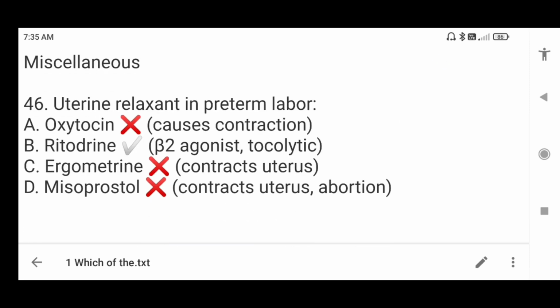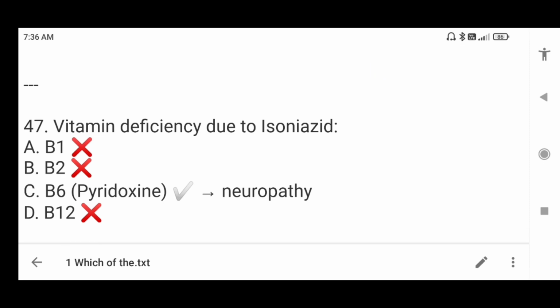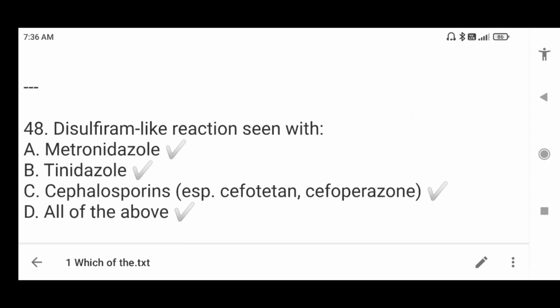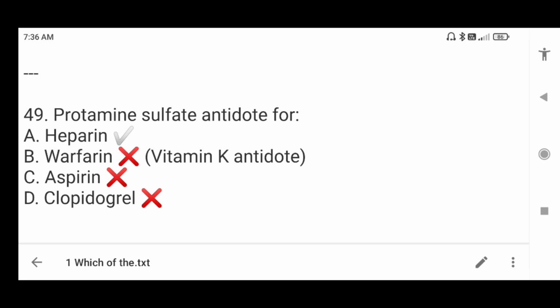Uterine relaxation in preterm labor is by ritodrine. Oxytocin causes contraction. Ergometrine contracts the uterus. Vitamin deficiency affecting biosynthesis is vitamin B6. Disulfiram-like reaction is seen with metronidazole, tinidazole, and some cephalosporins. Protamine sulfate is the antidote for heparin.